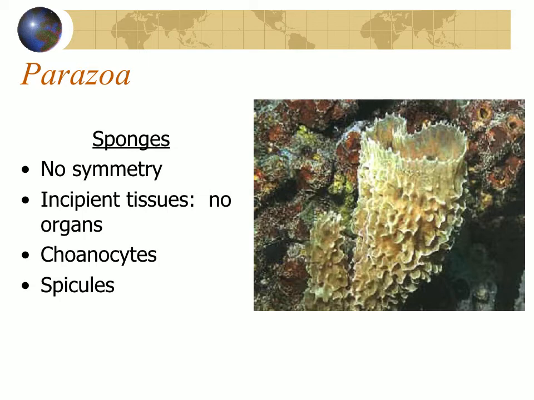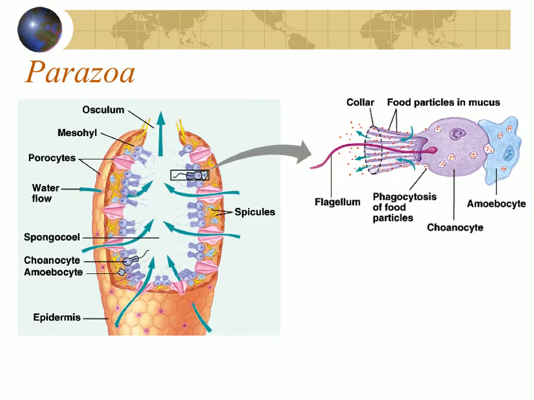In this case, they have several types of cells, and one type, the choanocyte or collar cells, does most of the work. It traps food and passes it to other cells. These animals do have structural elements, kind of like connective tissue. They form internal structures called spicules. Here's a cross section of a sponge where you can see the internal cavity, or spongocoel. They have pores because they suck water through their body walls.